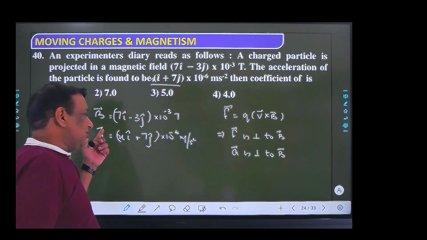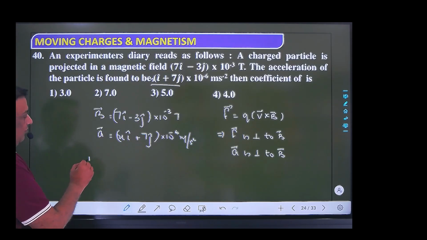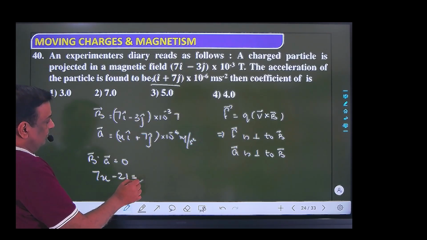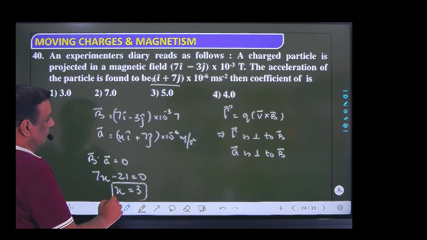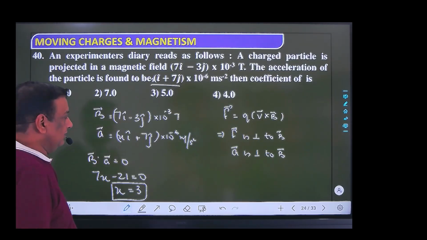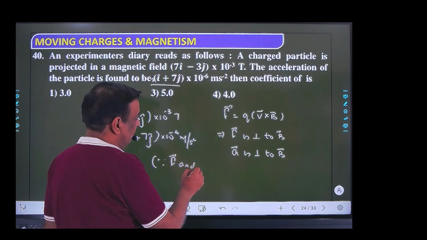और अगर acceleration और magnetic field perpendicular है, their dot product should be 0. The B dot A should be 0. So 7x minus 21 is equal to 0. So x should be equal to 3. This perpendicular vectors का dot product 0 होता है.